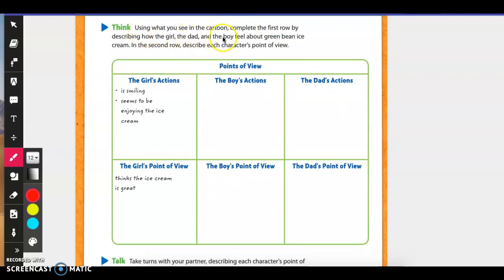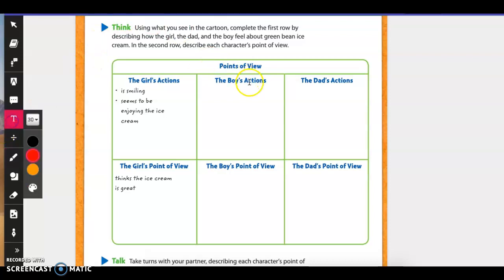Using what you see in the cartoon, complete the first row by describing how the girl feels. Well, they've already done that. The girl's actions and how she feels. How the boy feels about the green bean ice cream, we'll do that here. And then how the dad feels about the green bean ice cream. We'll do that here. So it tells us that the girl is smiling and she seems to be enjoying the ice cream. Those are her actions, the things that she is doing. So then it tells us her point of view here. She thinks the ice cream is great.